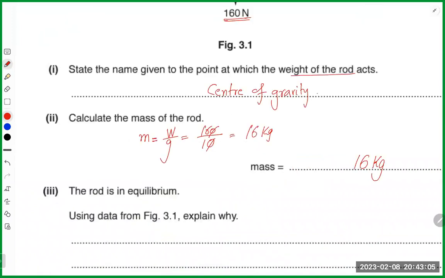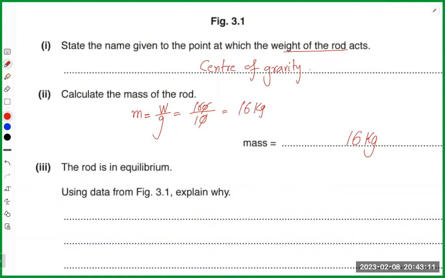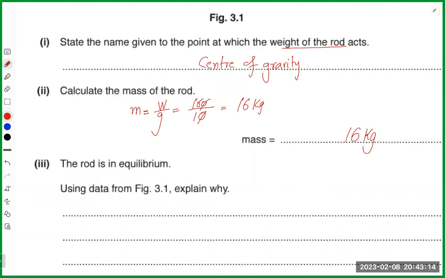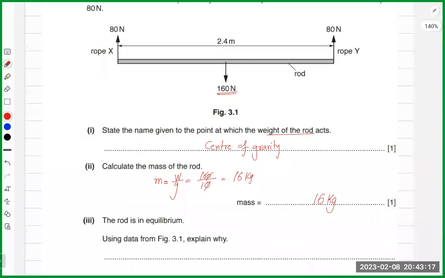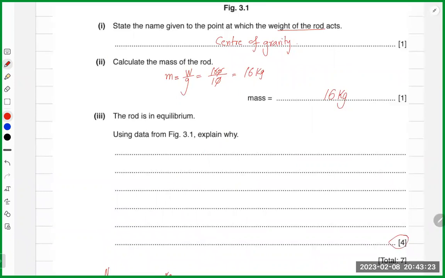The rod is in equilibrium. Using data from figure 3.1, explain why. What are the conditions? This is a 4-mark question. When you get a 4-mark question, you have to be very respectful of it, because sometimes in grade thresholds, the difference between a B grade and a C grade is only 6 marks or 7 marks or sometimes 4 marks. So the 4 marks are very important. Now, using figure 3.1, explain why the rod is in equilibrium.